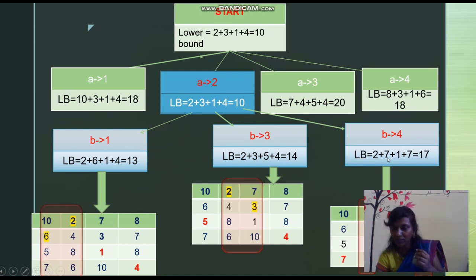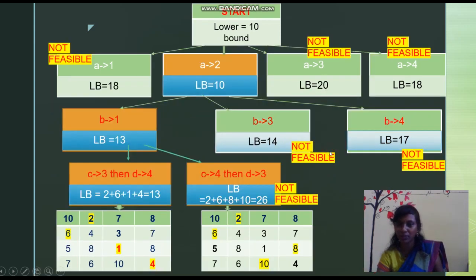So for B, the fourth job value is 7. So 2 plus 7. For C, job 1 and 3 is compared. Which one is minimum? Yes, this one is minimum. So 1 is taken. So 7 and 10. Which is minimum? 7. So it is taken. We have calculated. Now again we have to find the promising node and non-promising node from this.